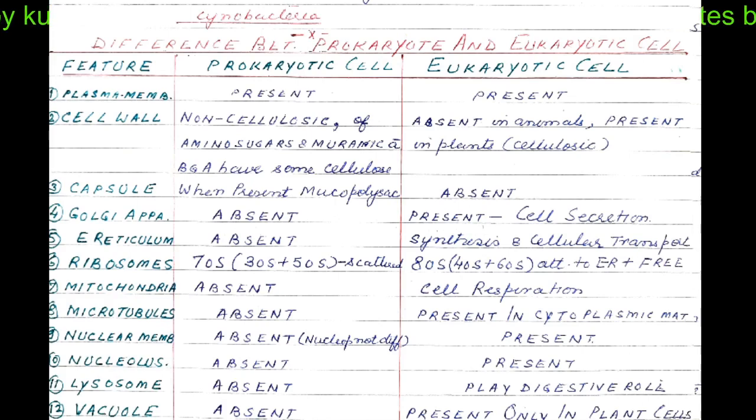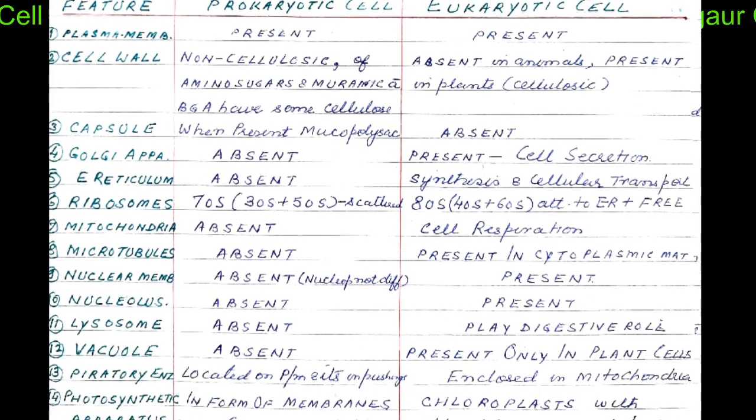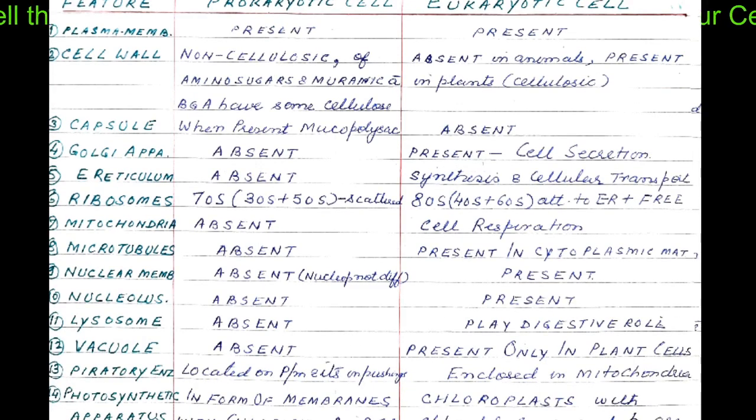Come to the cell wall. It is non-cellulosic in prokaryotes and consists of amino sugars and muramic acid. Cell wall is totally absent in animals, and in eukaryotes, if it is present, it is present only in plants, and it is cellulosic in chemical nature. The capsule is present in prokaryotes, and it is of mucopolysaccharides, but capsule is absent in the eukaryotic cell.